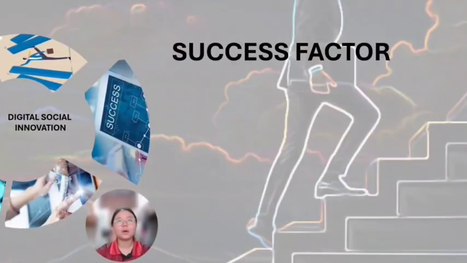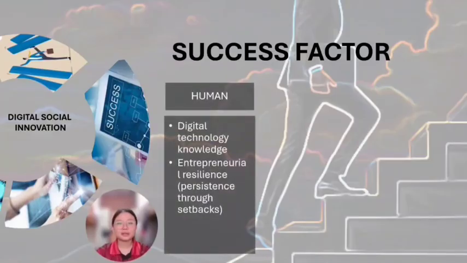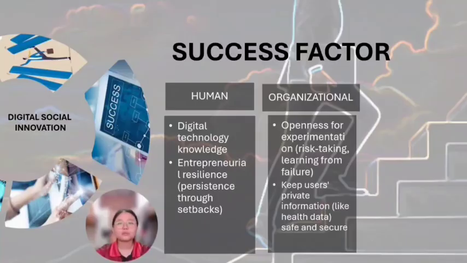Now let us look at what makes digital social innovation successful. Based on the studies, from the human perspective, success requires digital literacy and knowledge of technology. But more than that, it requires the persistence to continue, even when we face setbacks. From the organizational perspective, openness to experimentation is key. Organizations must be willing to take risks, test new ideas, and learn from failure.